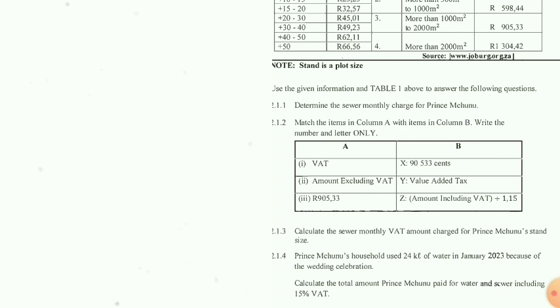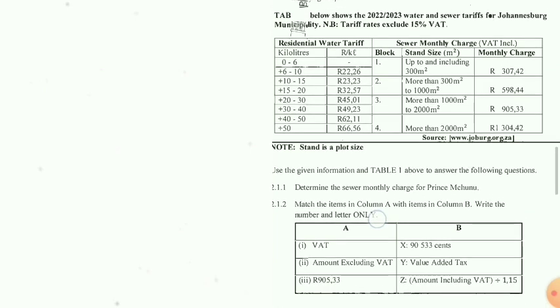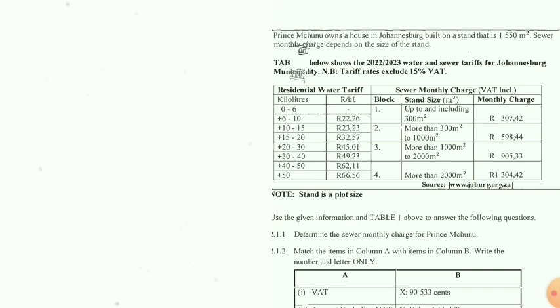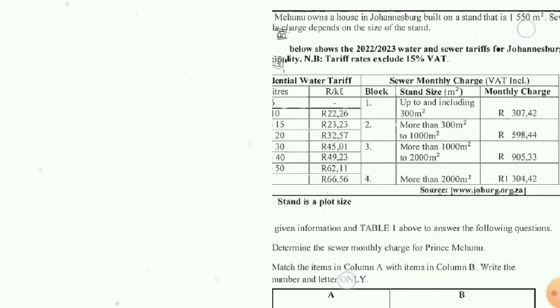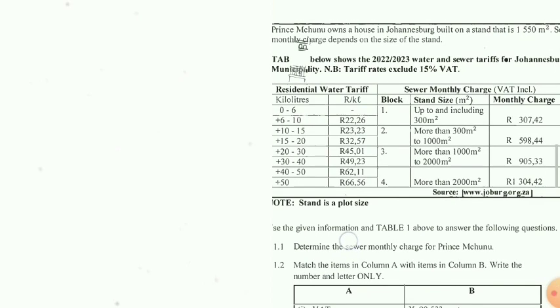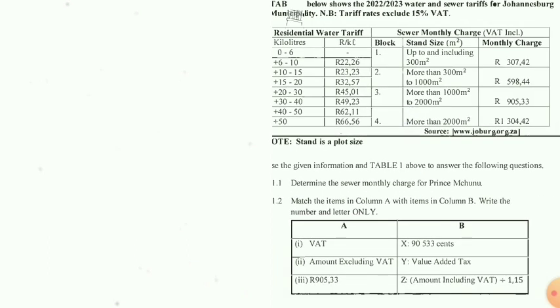Prince Mkunu's household used 24 kiloliters, which is KL. I'm sure, guys, please pause the video and try to do the question by yourselves. Here's the table that you have to use. So try to actually answer the question by yourself first. Then you have to pause the video first and try it by yourself first. Then after, you just listen to me.